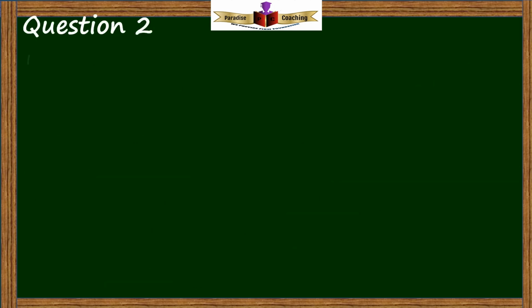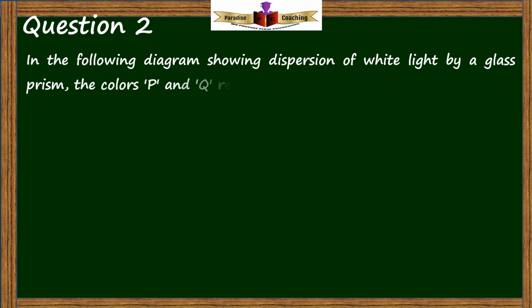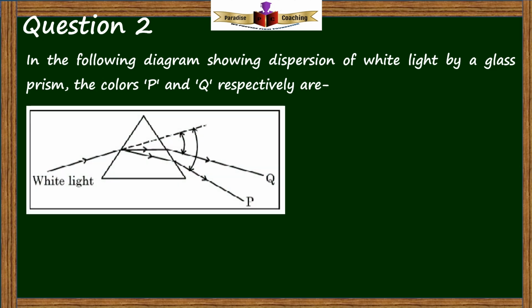Question 2. In the following diagram showing dispersion of white light by a glass prism, the colors P and Q respectively are. Here is the given diagram showing P and Q rays. Look at it carefully, recall dispersion of light, and then try to answer this question. Recall VIBGYOR.